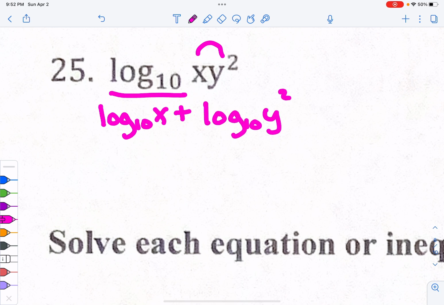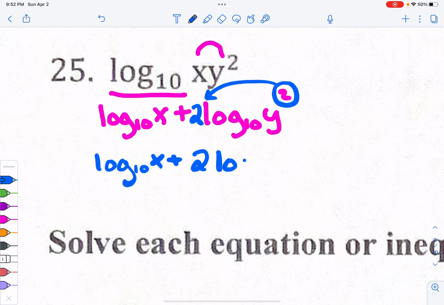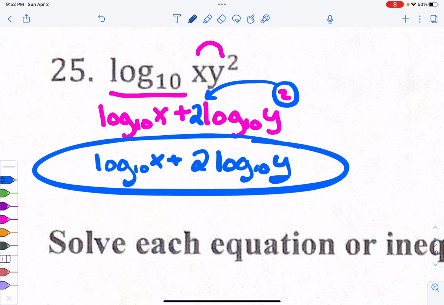of y squared. And then there's one more thing that I can do, and it is that any exponents that you have in your log functions, you want to make sure that they come down in front, okay? So you shouldn't have any exponents in your final answer. So last thing is log base 10 of x plus 2 log base 10 of y, and that is how you pull that apart, okay?